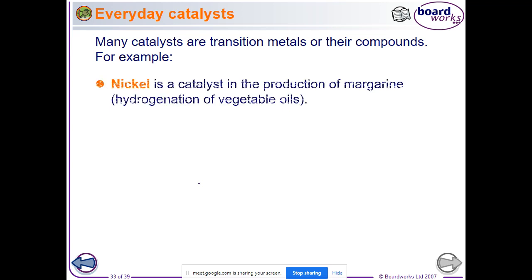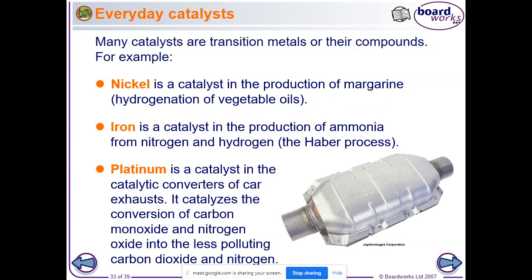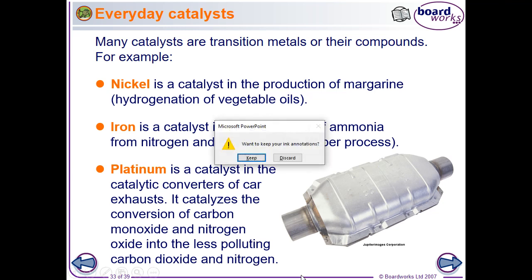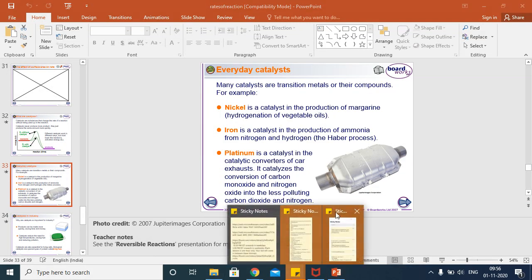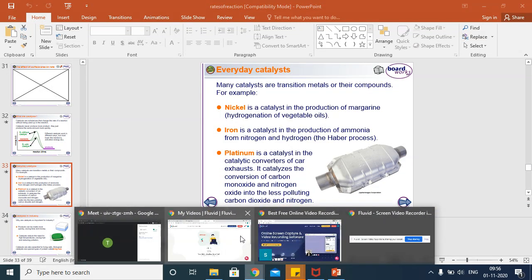Next. Everyday catalysts. These are some of the examples of the catalysts that you have. Can you see on my screen? Okay, I'm going to put this on a whiteboard. I'm giving you some notes on the whiteboard that you can write down. Okay, just give me 1 minute. Fine. Those notes you can copy in your copy. Okay, just wait.